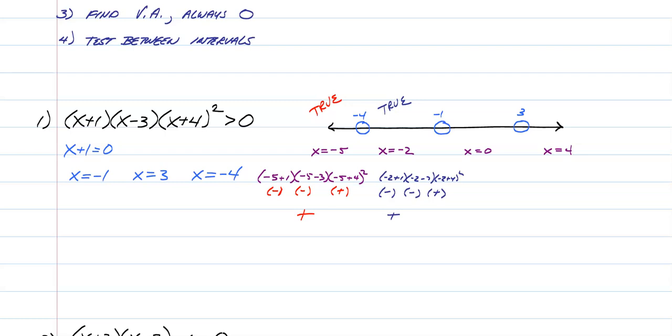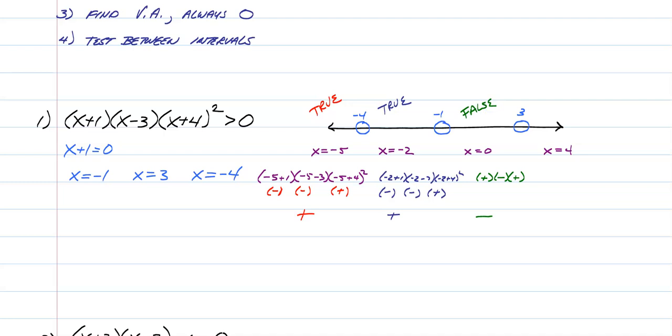All right, 0 plus 1 is going to give you a positive. 0 minus 3 is going to give you a negative. And 0 plus 4 squared is going to give you a positive. A positive times a negative times a positive is a negative. That is not greater than 0, so that is false.